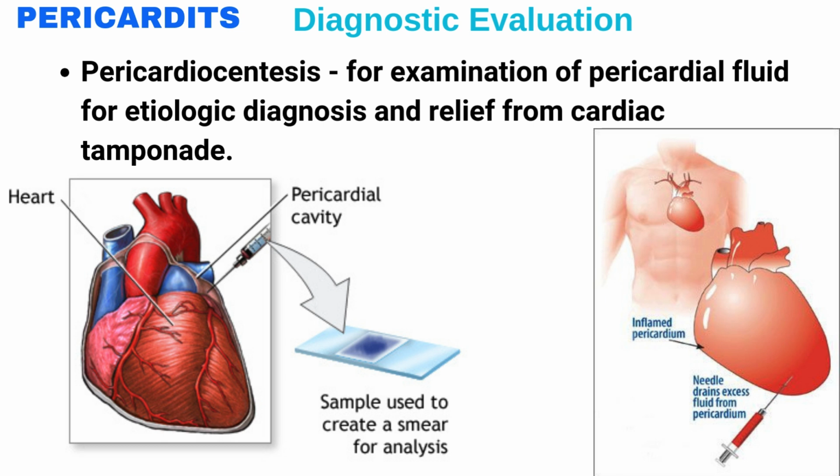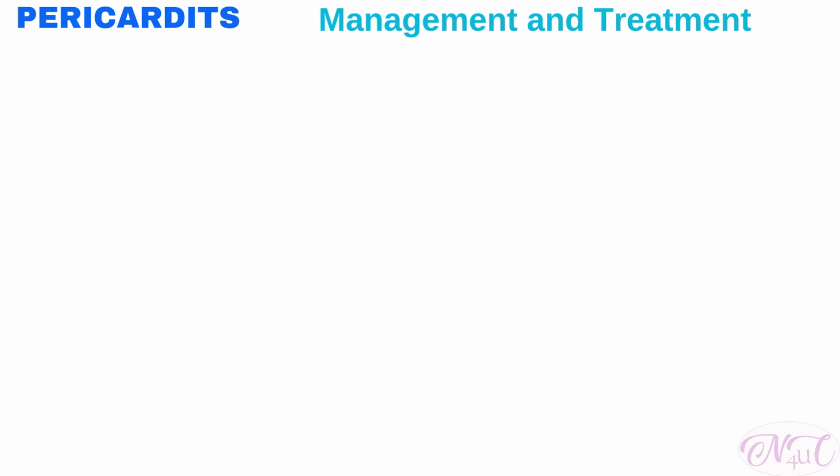Pericardiocentesis is usually done for pericardial effusion with acute cardiac tamponade, purulent pericarditis, or suspected cancer. The procedure is done rapidly and safely using a percutaneous approach guided by echocardiography. A needle is inserted into the pericardial space to remove fluid for analysis and relieve heart pressure. Fluid obtained during pericardiocentesis or tissue from a pericardial biopsy may be studied to determine the causes of pericarditis. Now we will see the management of pericarditis.